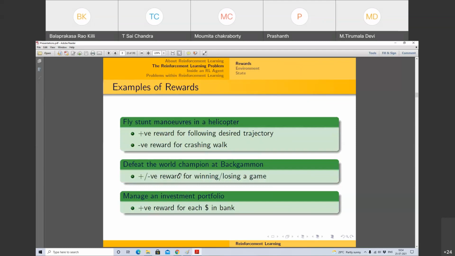So what are the examples? Let us take this fly stunt maneuvers. Here, what is the goal? The goal is to follow some trajectory. If you are not following the trajectory, then that is not our goal. You want the helicopter to follow the trajectory. So in this case, when the helicopter is following the trajectory, we give some positive reward, let us say plus 10.